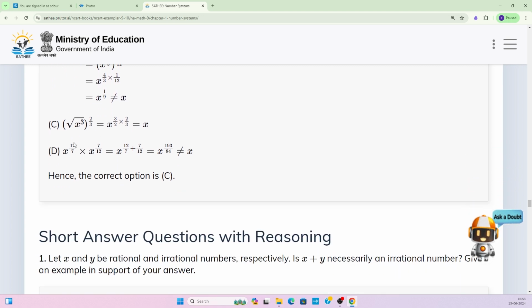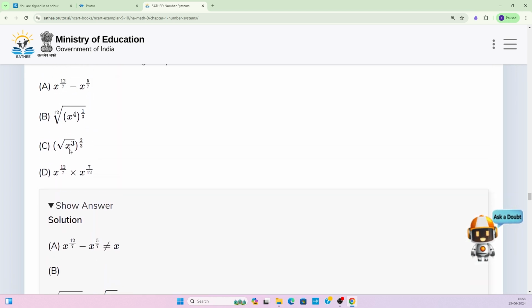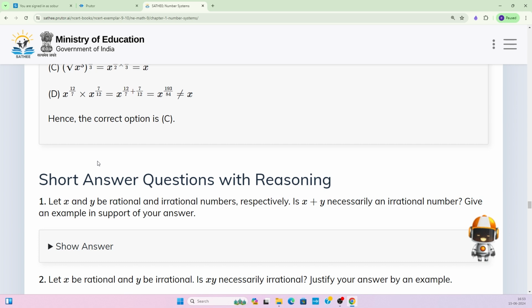And in option C we have square root of x cubed to the power 2 by 3, that is equal to x to the power 3 by 2 into 2 by 3, that is equal to x. Okay, that is equal to x, and here the correct option is option number C. And now in option D we have x to the power 12 by 7 into x to the power 7 by 12, that is equal to x to the power 12 by 7 plus 7 by 12, that is equal to x to the power 193 divided by 84, that does not equal to x. Hence the correct option is option number C.